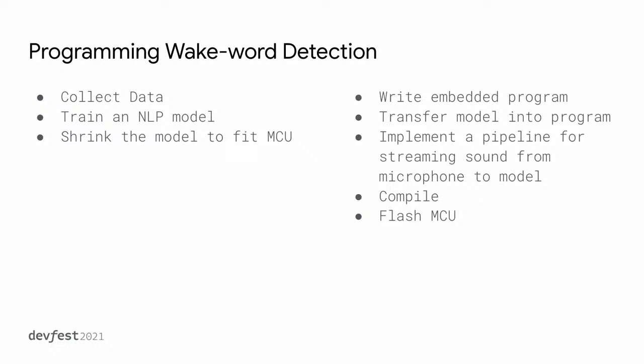On the side of the microcontroller board, you're going to need to write an embedded program. You're going to need to transfer the model from the desktop environment into the embedded program. Then you're going to need to implement a pipeline so that you can stream data from the microphone that is on that microcontroller board into the model. Okay. And then you're going to need to compile all of that and flash it onto the microcontroller.